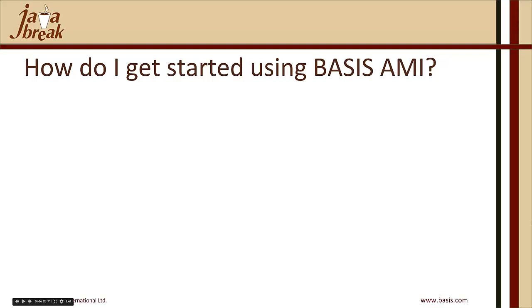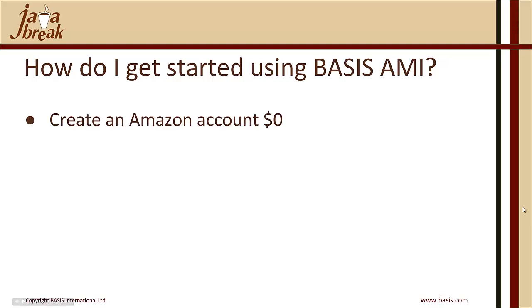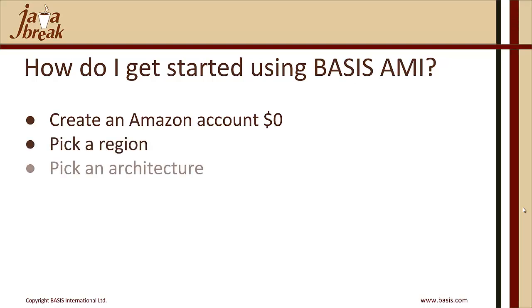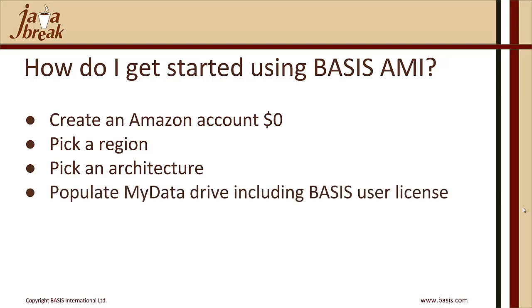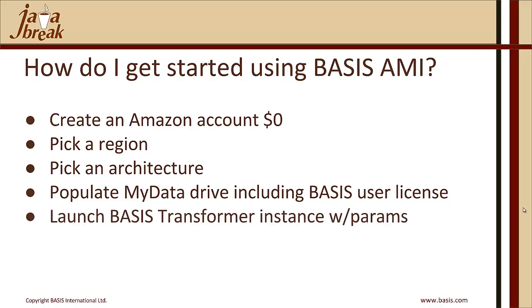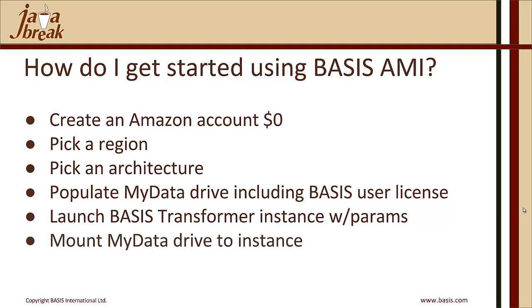Thank you, Dr. King. I would imagine at this point our audience is wondering exactly how do I get started with the Basis AMI and what's it going to cost me? First things first, how do I get started? You're going to create an Amazon account, and that costs you exactly $0. Then you're going to pick a region or set of regions. You're going to decide on your topology or architecture, be it 1, 2, or 3 tier. You're going to populate the My Data drive that we talked about, and that includes your Basis license. And that license can be either a subscription or a permanent license, and naturally, you can move your existing licenses to that cloud. You launch the Basis Transformer instance, mount your drive, and you're off to the races.